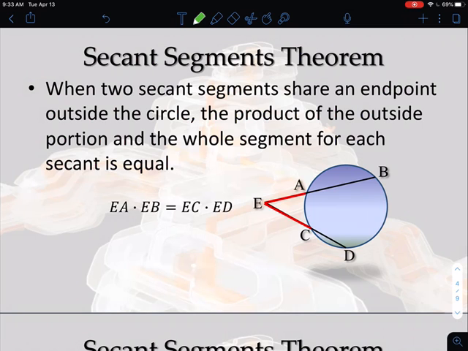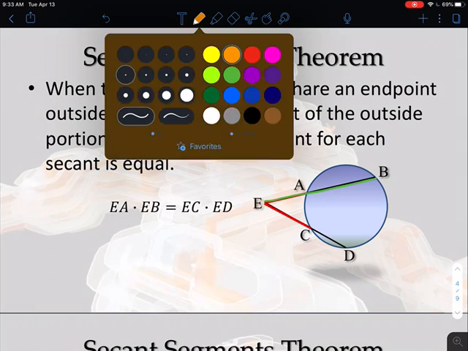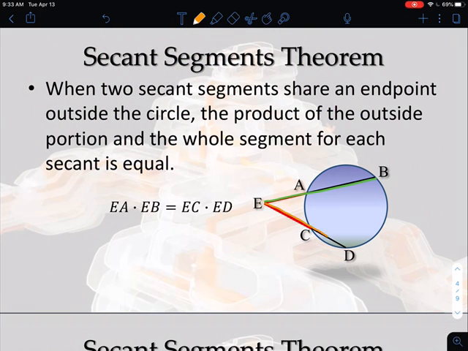Now, when we work with secant lines, so secant lines, if you remember, were lines that intersect the circle twice. So like E to B would be one secant, and then E to D would be a second secant. And so what happens is when these two secants come together and meet on the outside, the segments formed are relatable through a specific relationship here. So two secant segments share an endpoint outside the circle. Then the product, this is multiply.